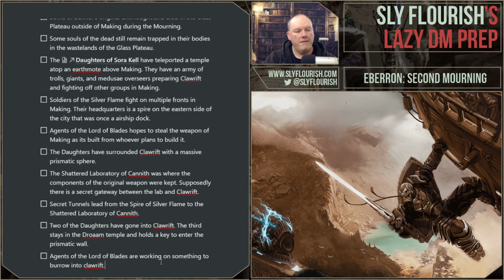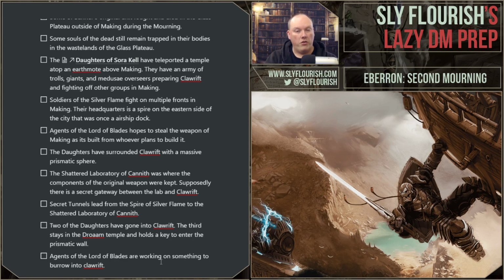The other way in is that there is a portal from the ruined laboratory of Kenneth, where the components of the original weapon were kept. They used a teleporting gateway to move the components from the laboratory into Claw Rift. And that gate is still there if you activate it. My other group chose that path.